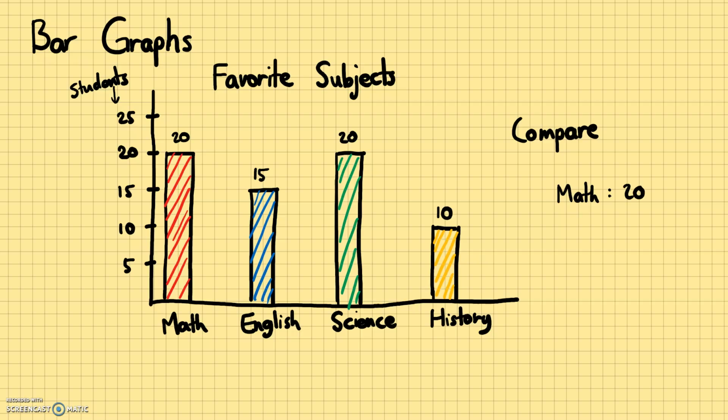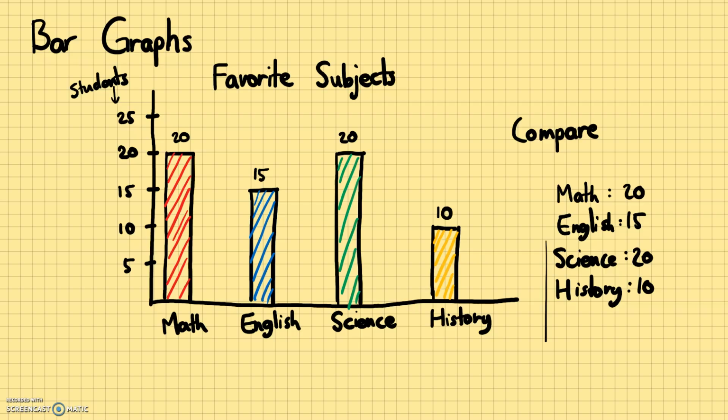So math, there were 20 students. English, there were 15 students. Science, there were 20 students. History, there were 10 students. And imagine if we had a lot more subjects this way, then the data here is going to be harder and harder to compare. But if we lay them out like this in a bar, it's very easy to see how the data relates to each of the subjects.